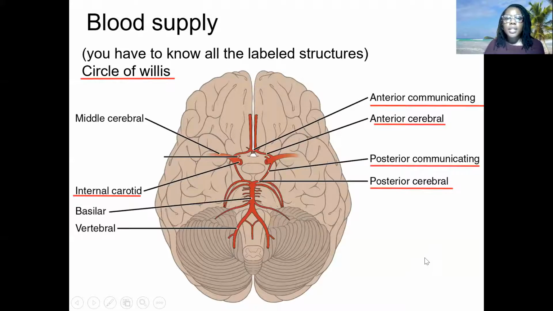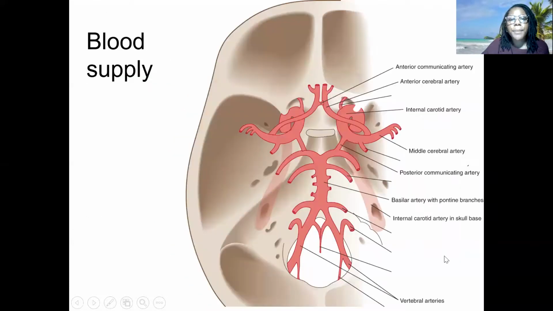So the anterior blood that's coming from the heart is coming through the carotid, the internal carotid artery, whereas the posterior source of blood, also coming centrally from the heart, is coming via the vertebral arteries running along the medulla here, and then becoming the basilar artery along the pons.